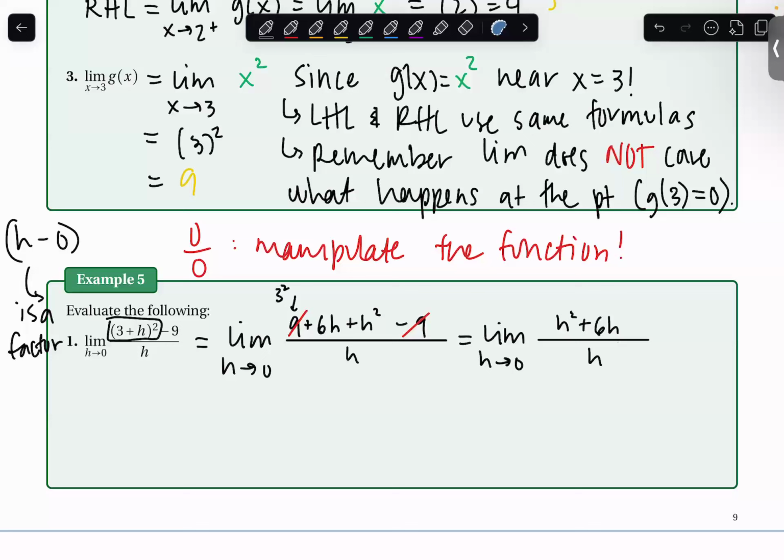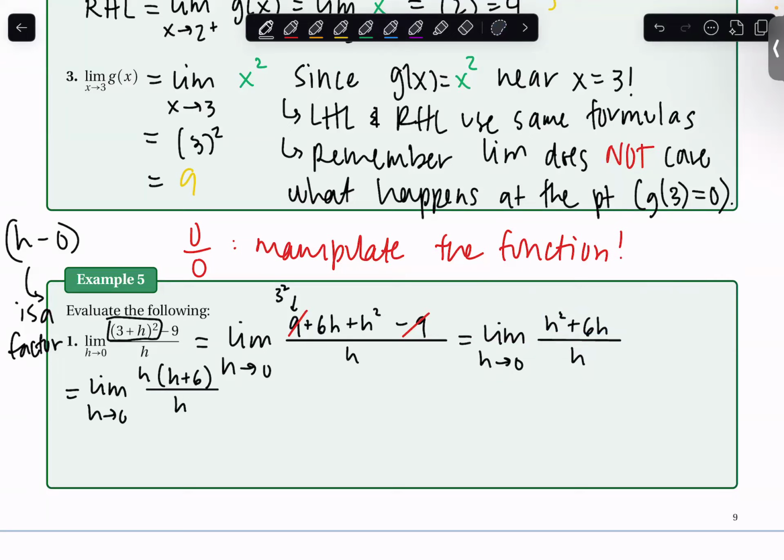Okay, but I can rewrite this. Now it's a little bit more obvious that I can factor out an H upstairs and downstairs. And I'll write it below actually. Okay, so when I pull out an H upstairs, what am I left with? Yeah, I'm gonna get my H plus 6 or 6 plus H here.